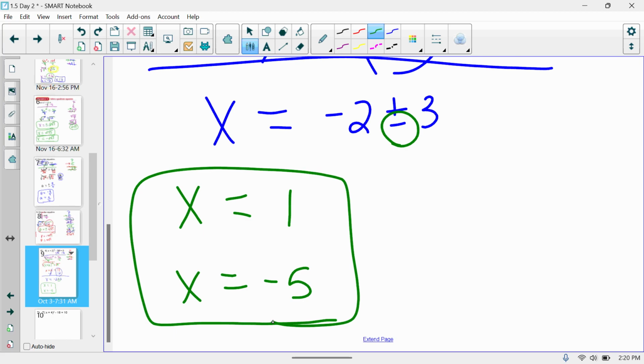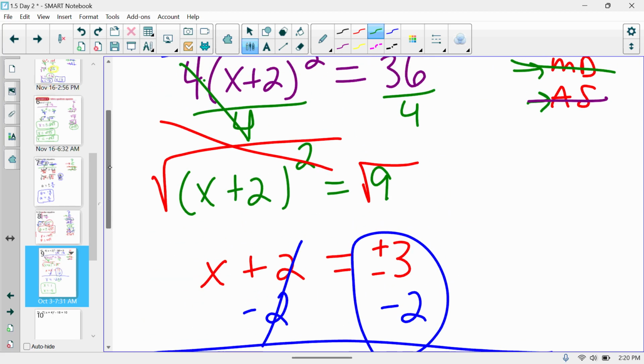Again, notice every other problem we did so far, the answers were just opposites of each other. That doesn't happen in this one, because the opposites happen back on this step. And then we still had another step after that.